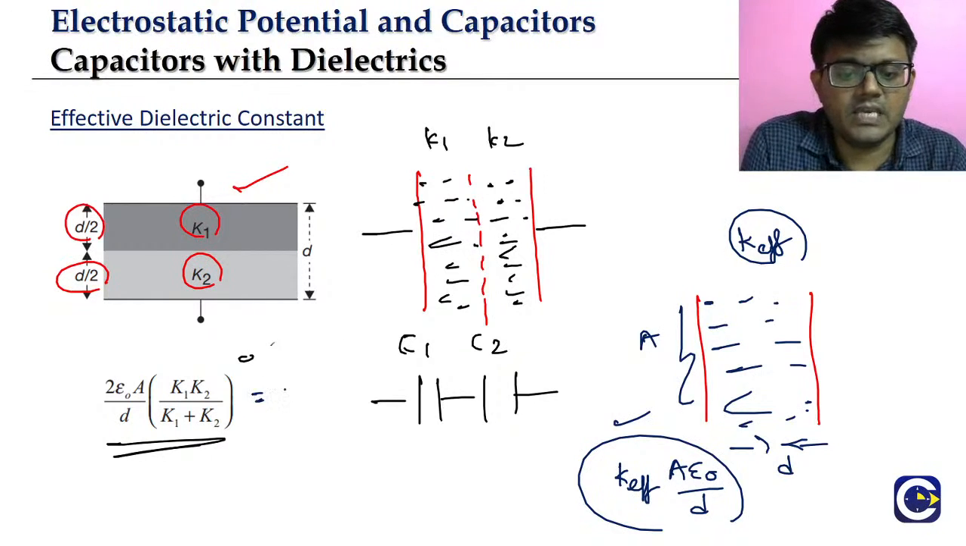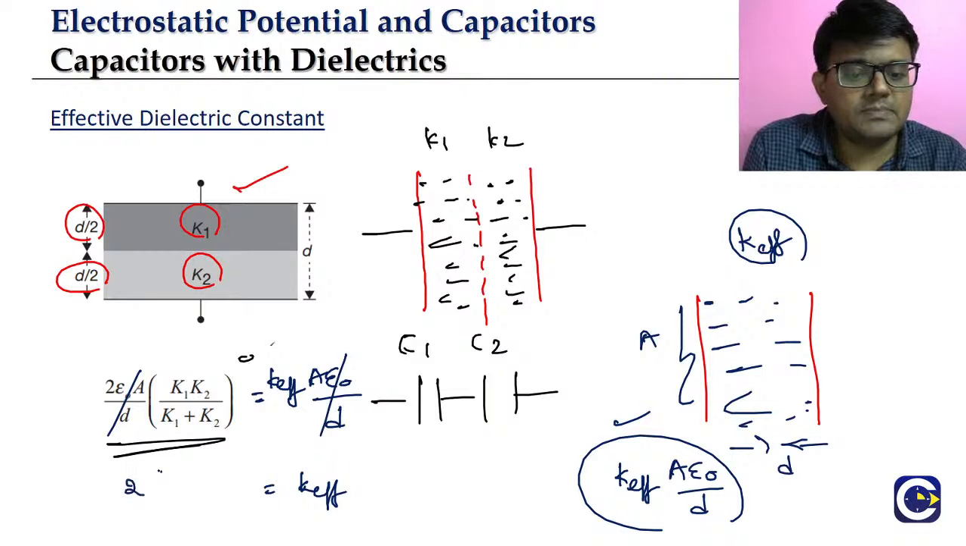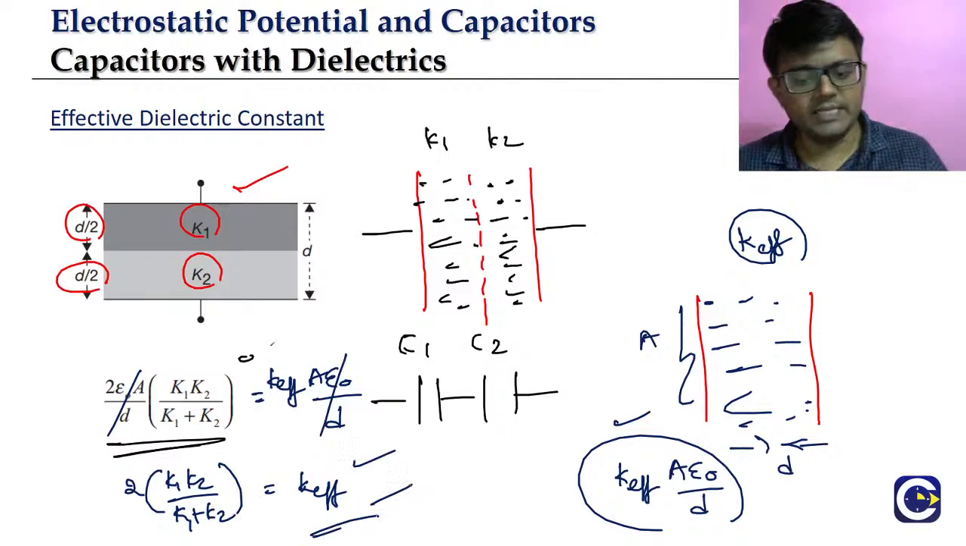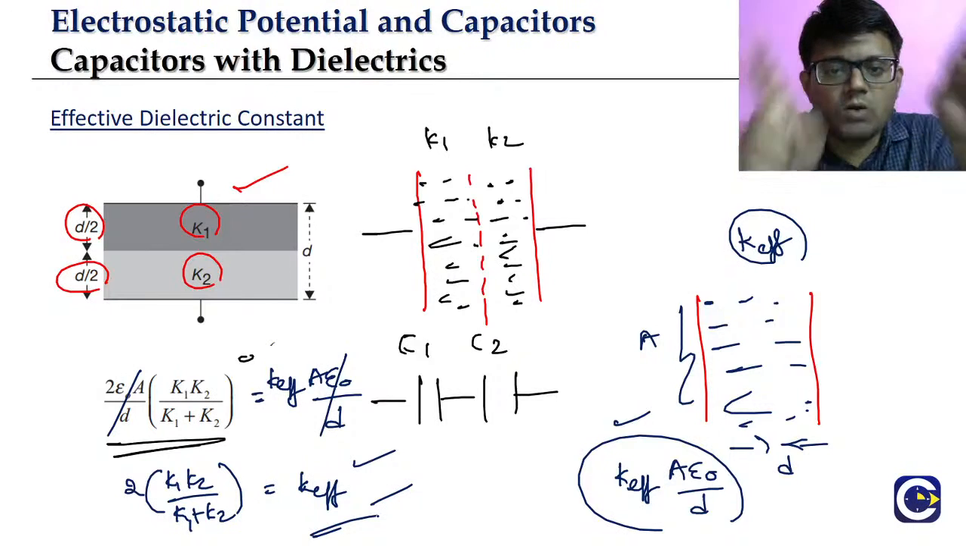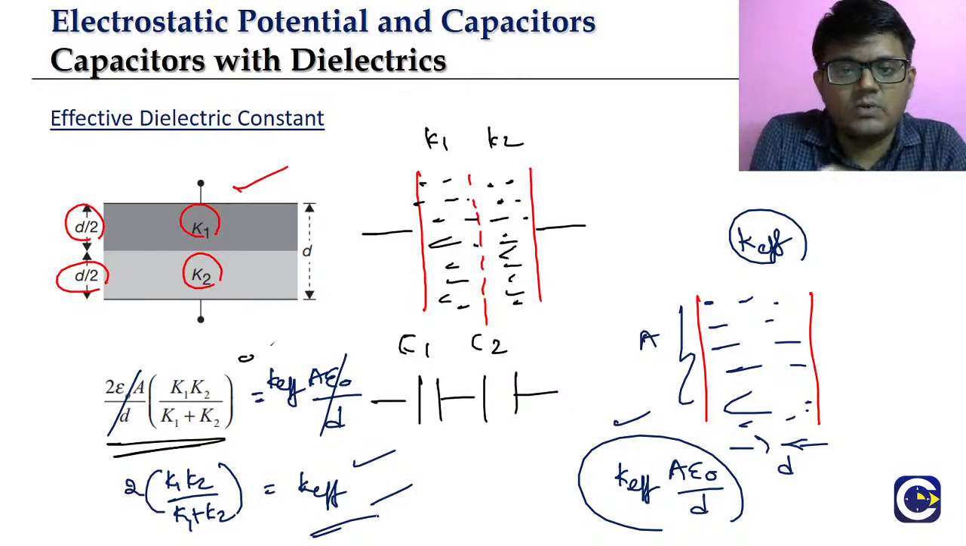Now equate these two. K effective times A epsilon naught by D equals the earlier expression, and we will be able to cancel A epsilon naught by D. So from this, what is the K effective value? 2 times K1 K2 by K1 plus K2. This is the effective dielectric constant. Whatever the overall capacitance is for this arrangement, if you replace that entire space with a single medium, its dielectric constant is the K effective value.